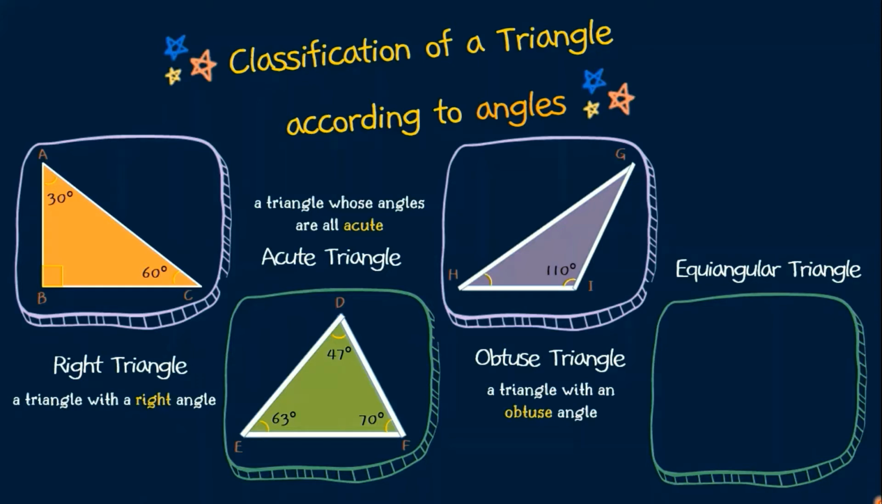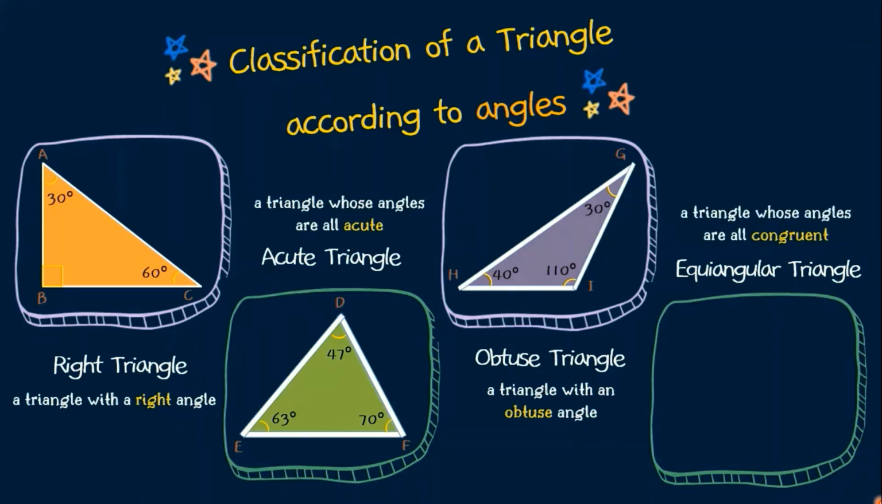And then the other two angles are acute. Angle H ay 40 degrees at ang angle G ay 30 degrees. So to sum up, for an obtuse triangle, meron siyang isang obtuse angle at yung dalawa ay acute. Lastly, we have the equiangular triangle.